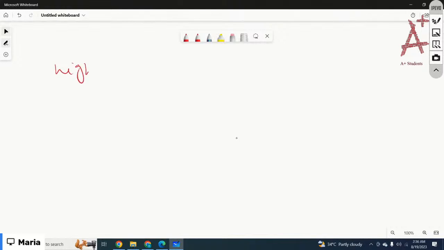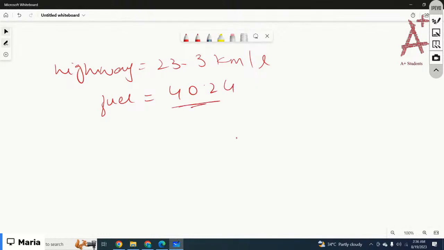On the highway, the car covers 23.3 kilometers per liter, right? And the fuel is 40.2 liters. You have to see in 40.2 liters how much distance the car covers, right? So you have to calculate the total distance. So you have to do 40.24 times 23.3, right?